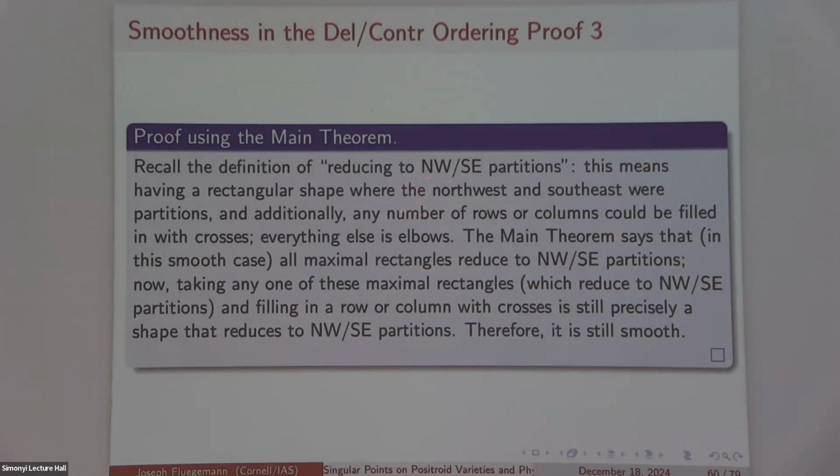The theorem was that if you have a smooth point on a Positroid variety, then every maximal rectangle is in one of those northwest-southeast partition things. So you have some partition in the northwest and southeast, and otherwise columns or rows of crosses. If you do deletion or contraction, you don't actually have any moves. So your deletion and contraction would just be adding columns or rows of crosses, and it would maintain the form of a northwest or southeast partition in every maximal rectangle.